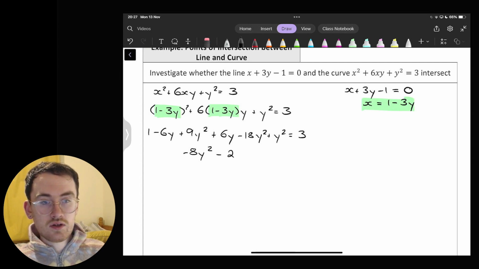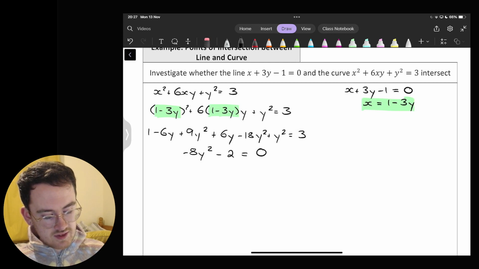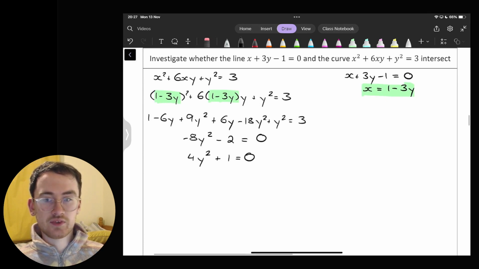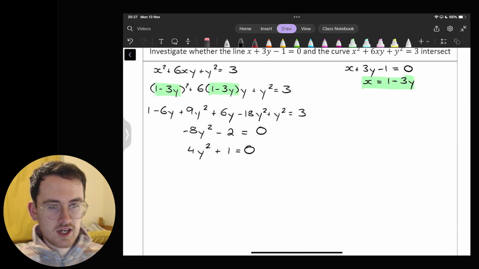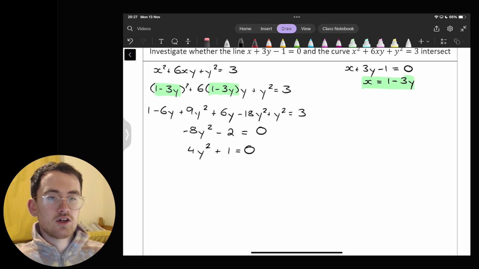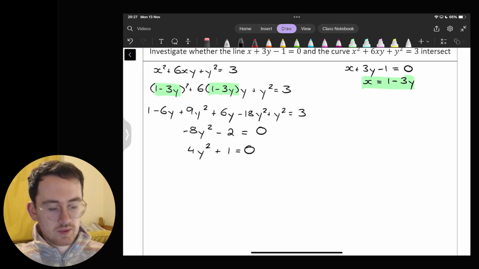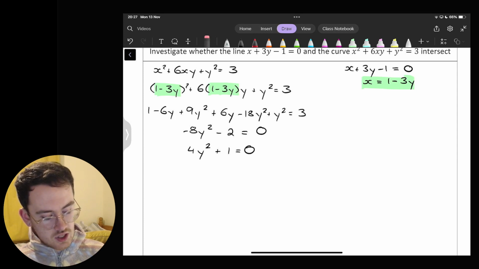minus 2 is equal to 0. So we can divide across there by minus 2, I suppose, and get 4y squared plus 1 is equal to 0. Okay, immediately I'm starting to see some issues here because I've gotten to a point where there's not any real substitution or factorization that I can do here. It's not really a quadratic. It looks like it could have been like a difference of 2 squares, but we don't have a minus in between them, so it's not a difference of 2 squares. So really all I can do at this point is attempt to solve.